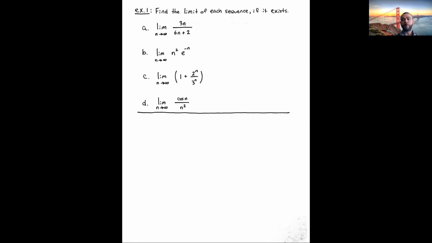All right, let's close this lecture with a few examples. So here you'll be given a sequence, the nth term formula, a sub n, and asked to evaluate the limit of those as n goes to infinity. So we have 4 of them here. Pause the video, give them a try, and we'll check back in a few minutes.